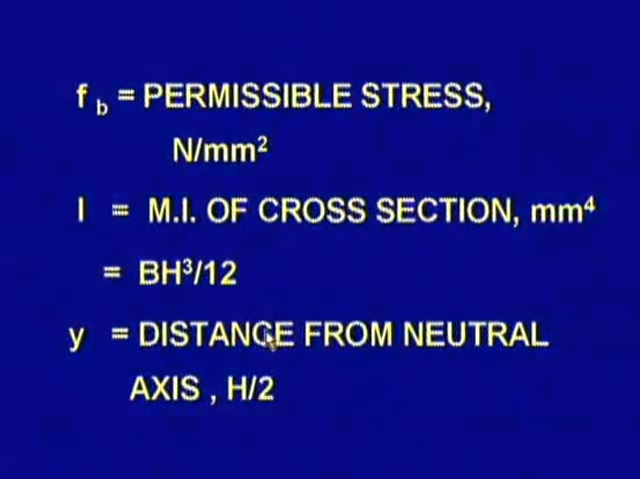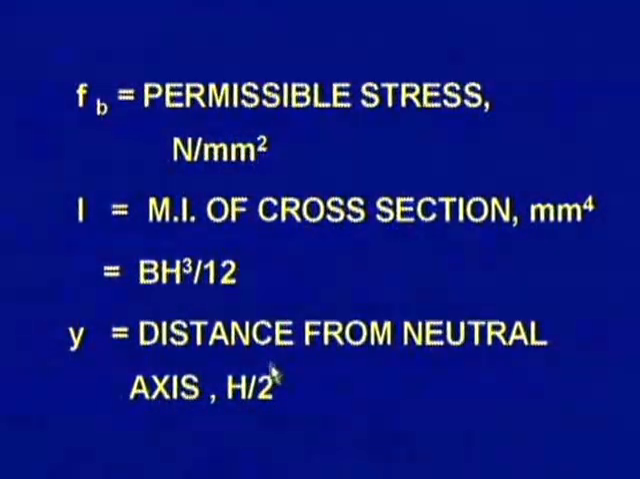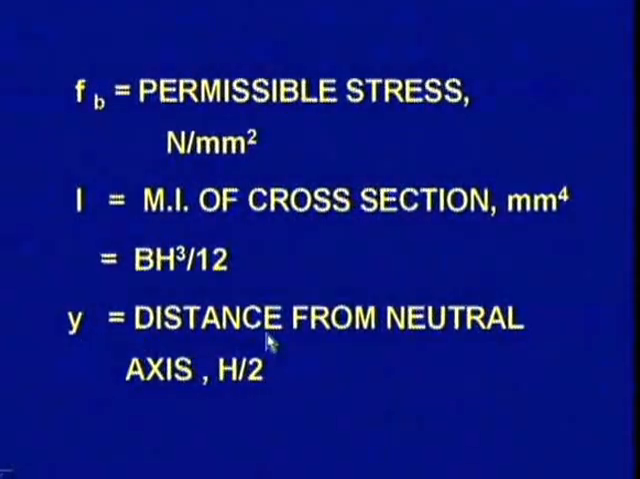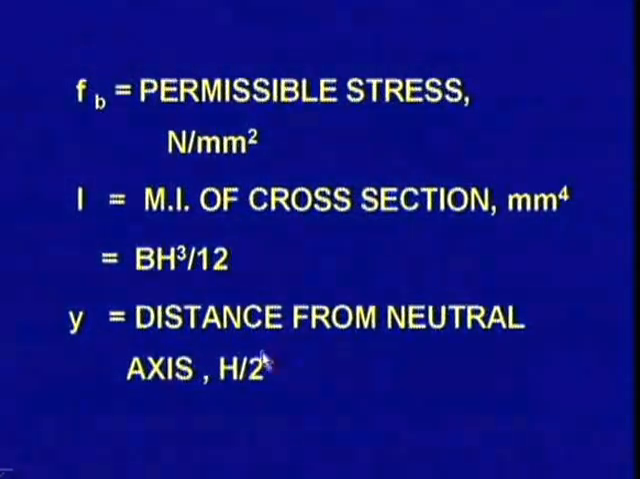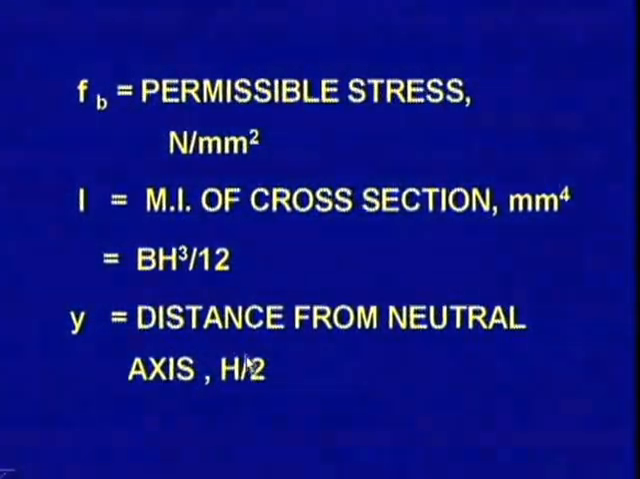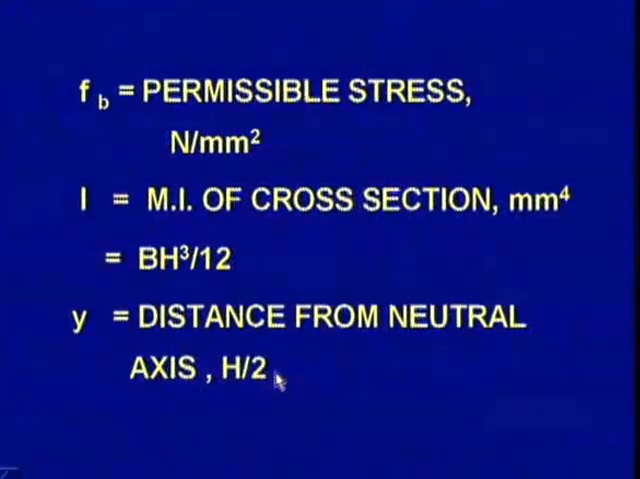Now y, in the equation you have seen y is also there. What is y? Y is the distance from the neutral axis. If you take a rectangular cross section B by H, you have a neutral axis passing through the midpoint of the cross section, and the distance from this neutral axis is taken as y, which will be half of the actual height of the cross section. H is the cross section height, h by 2 is the half of the section, and y will be taken as the value h by 2. This is again in mm.